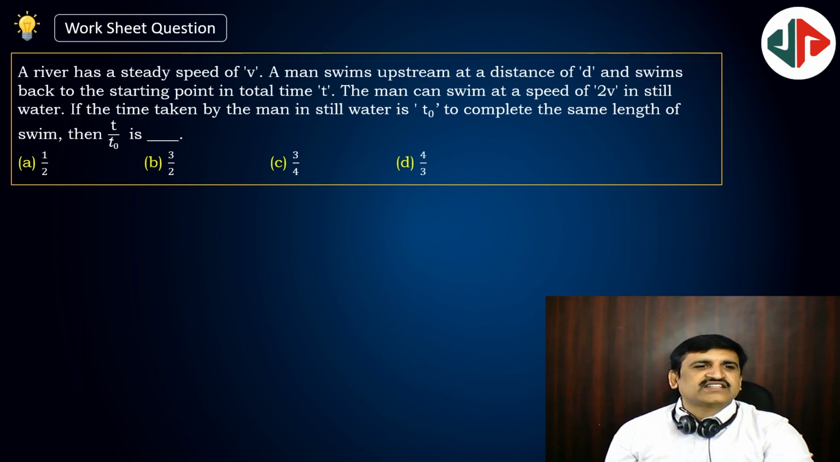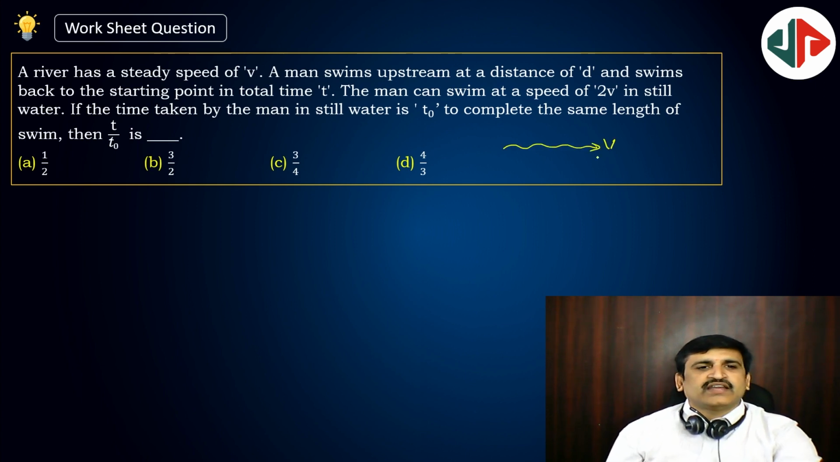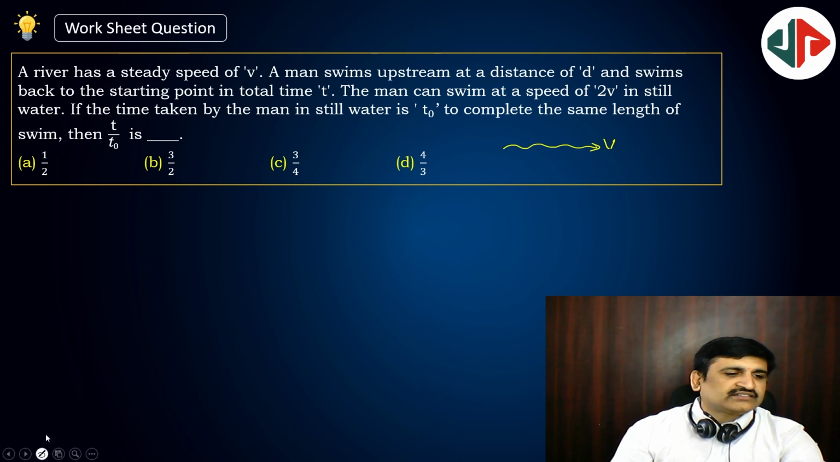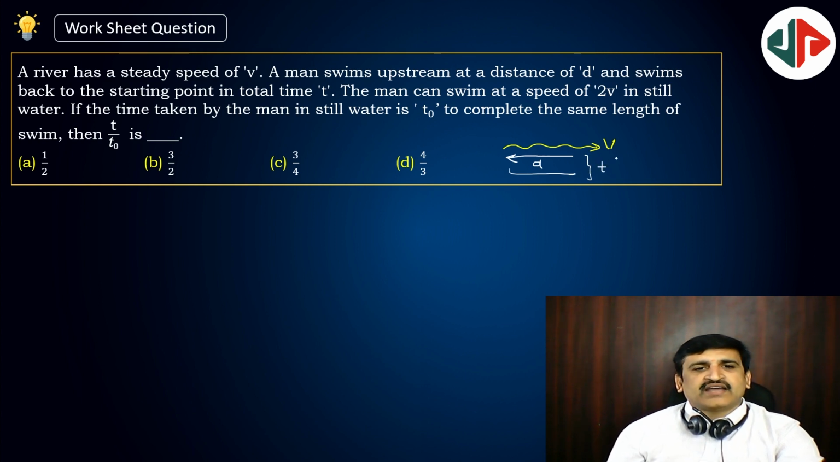A river has a steady speed v. A man swims upstream a distance d and swims back to the starting point in total time t. So he went like this, distance d, and again returned to the original point in a total time t. The man can swim at a speed of 2v in still water.